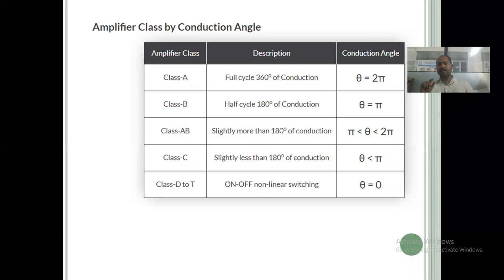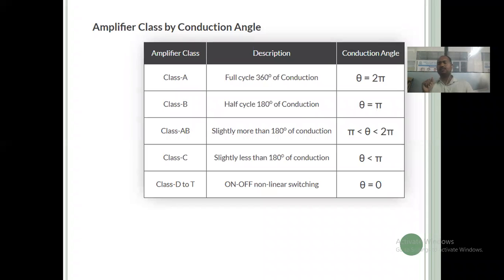So that's why we are designing the class AB type of amplifier. For a class AB amplifier, the operating cycle must be greater than 180, so the operating period of class AB is greater than 180 and less than 360. This is what happens with respect to the class AB amplifier.